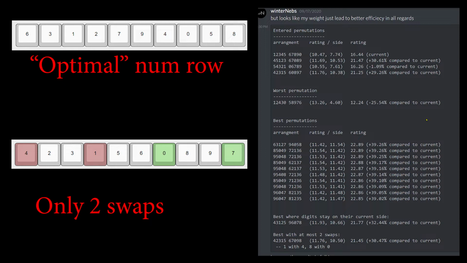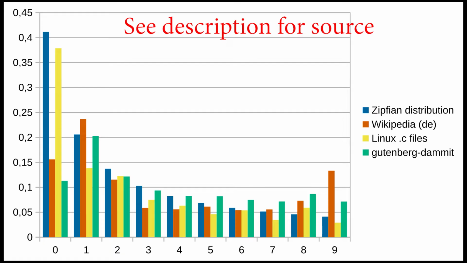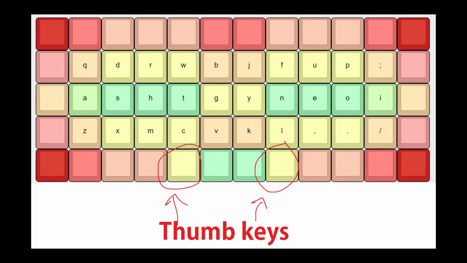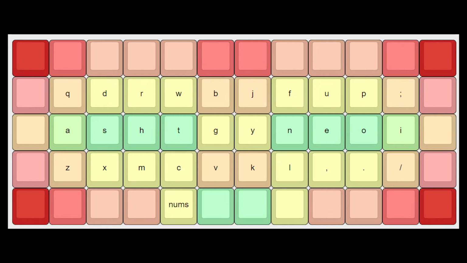Even just swapping 4 with 1 and 7 with 0 will be much better since 0 and 1 are the most frequent numbers. Now we've decided how to arrange our number layer, how do we actually access it? While looking at the keys we have free, those thumb keys are looking pretty nice. For me personally, I use the secondary thumb key on my left hand to access my number layer, but it's up to your personal preference.